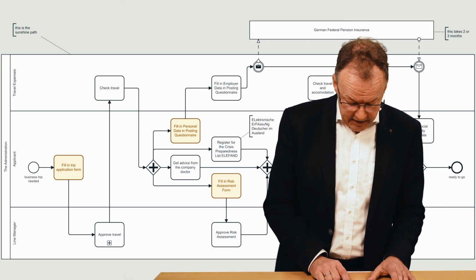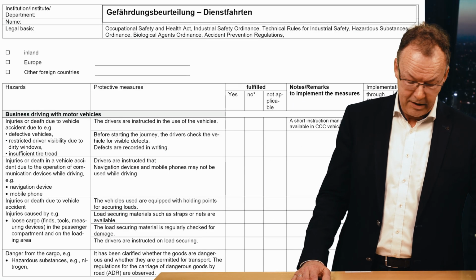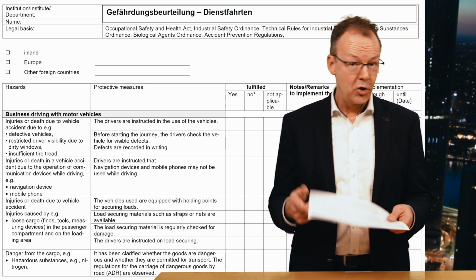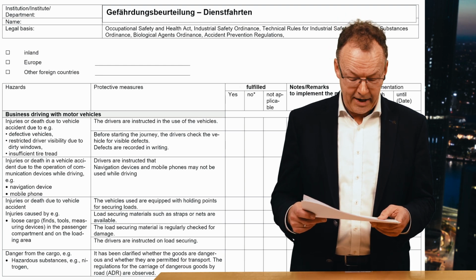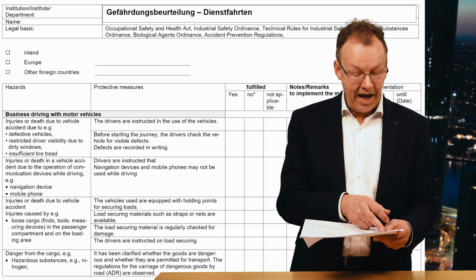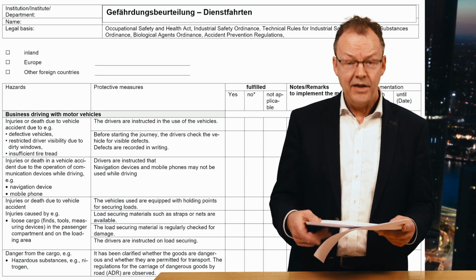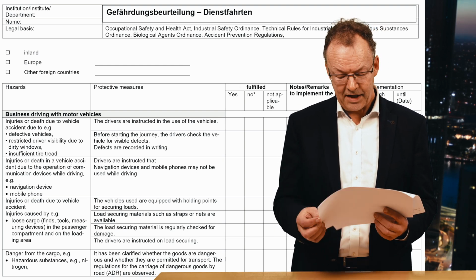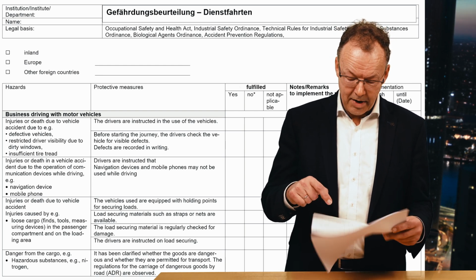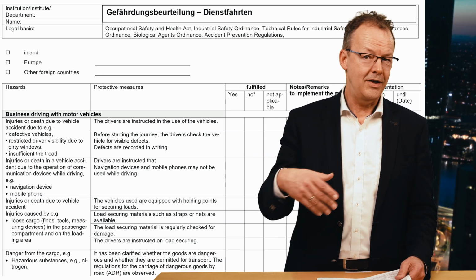And the next thing is fill in the risk assessment form. This is an even more beautiful form to fill in. In German it's called Gefährdungsbeurteilung, and as you can see here, this is a large table with hazards in the left column, and then you have some kind of protective measures, and then you can say if this is fulfilled, yes, no, or not applicable, and then you can make some notes on how things are going to be implemented, by whom, and until when.